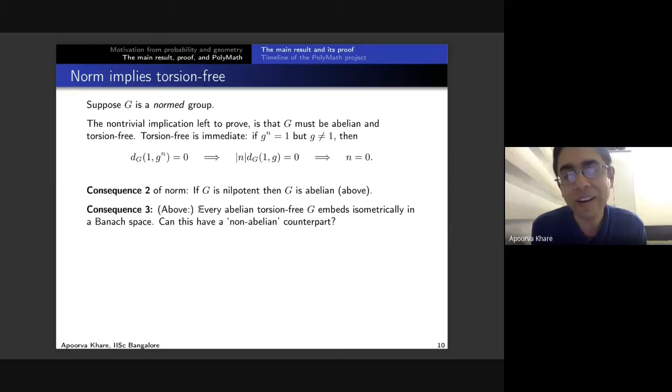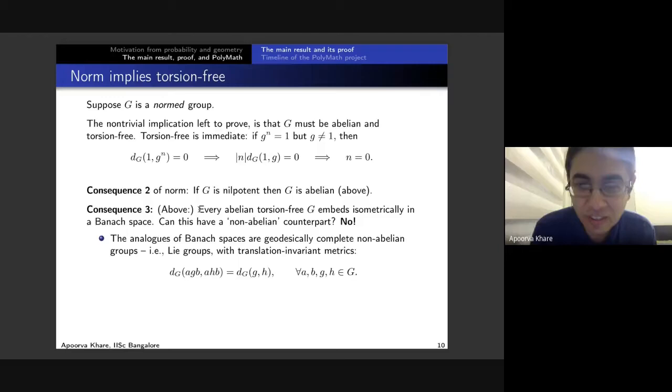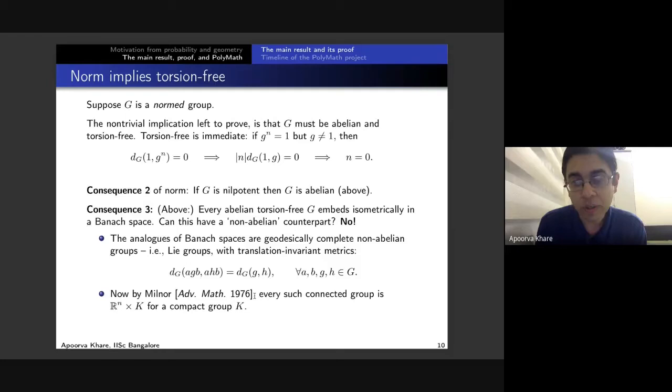How does one do that? And so the answer turns out to be no, under a suitable definition of what is an analog of a Banach space in a non-abelian group setting. If you allow me to assume that the analog of a Banach space is a geodesically complete non-abelian group, the point of a Banach space is that it's complete, but also between any two points there is a unique geodesic, the straight line joining them. So the analog of that is a geodesically complete non-abelian group, or groups with translation-invariant metrics, let's say. And if you have such a group with a bi-invariant metric, then as I said, Milnor proved in this paper from '76 that these groups don't exist.